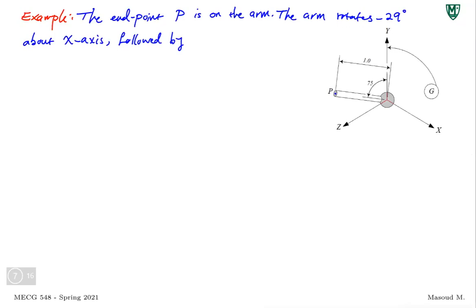Followed by 30 degrees about, so minus 29 degrees about x-axis, 30 degrees about z-axis. Okay, z, so let's keep it standard. Z-axis, and again 132 degrees about x-axis.